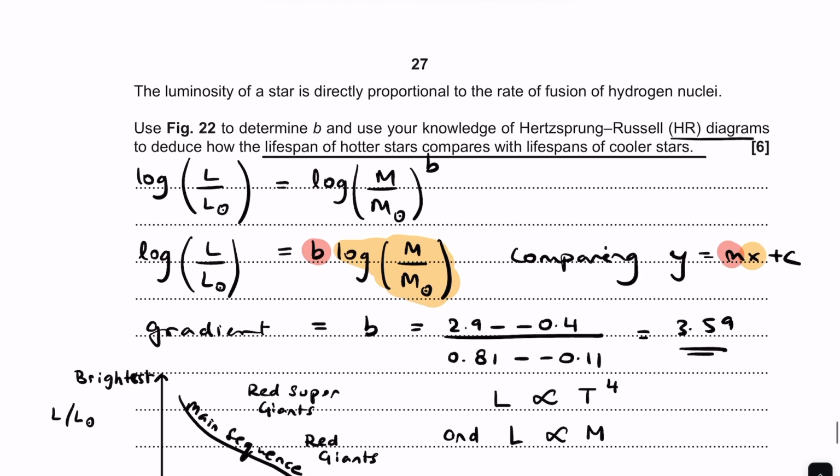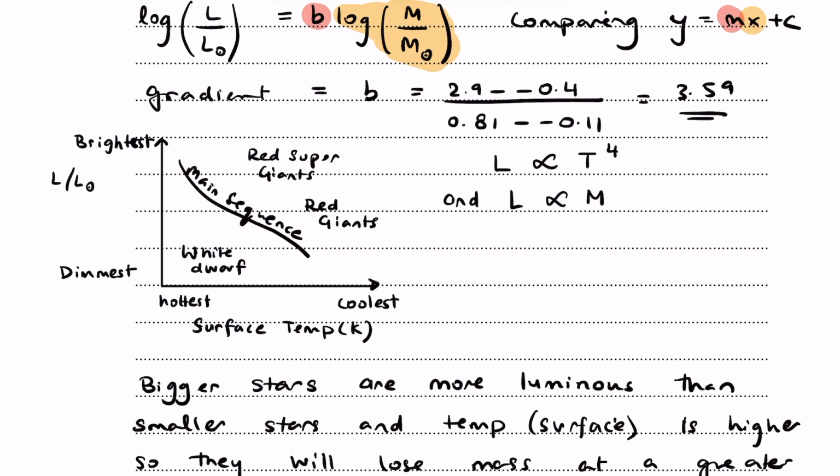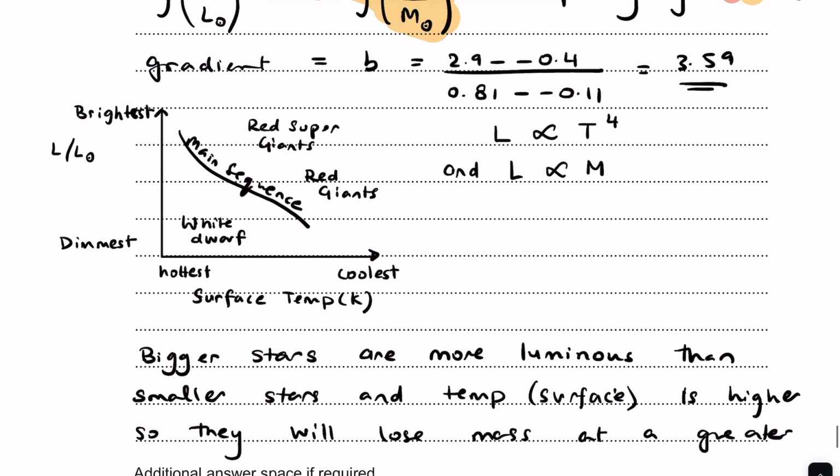There would be a few marks for talking about the equation given to us, comparison with the equation of a straight line, working out the gradient, working out the value of b, making sure it's between 3 and 4. Then there would be some marks, I believe, for the HR diagram and relating the luminosity with mass and temperature of the stars, and then finally making points where bigger stars, meaning more luminous, meaning higher temperature, will lose mass faster to cool down, hence their lifetime will be shorter. So that is your 6 marker done.